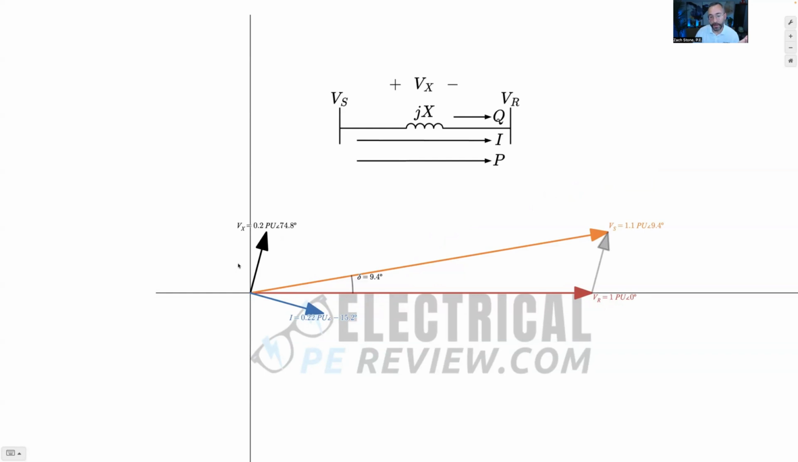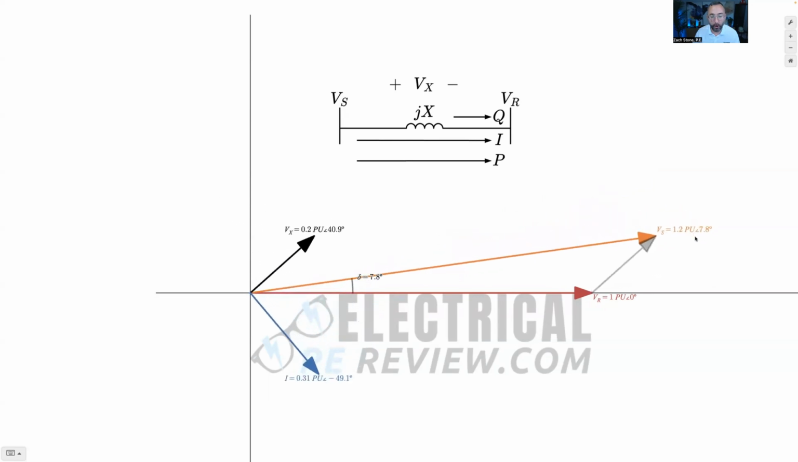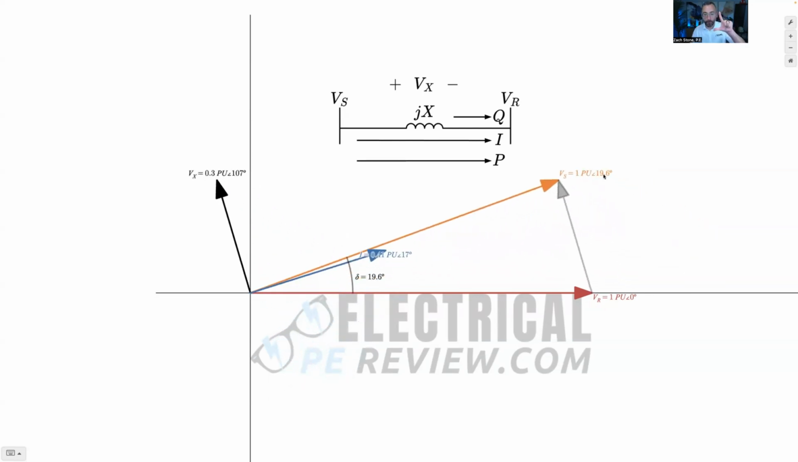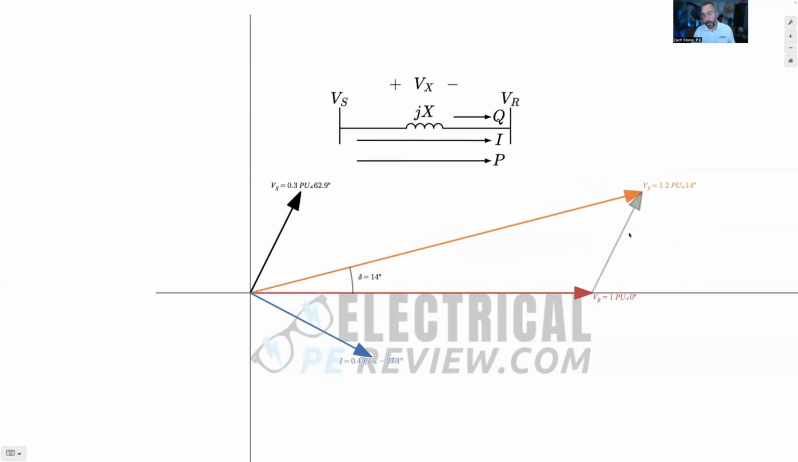Notice as I change VS, what do you notice about the voltage drop VX and the current? The voltage drop is always going to lead the current by 90 degrees. That's a perfect right triangle. And this gray arrow, that's VX, right? That's KVL. VX equals VS minus VR. That's like drawing a phasor from the head of VR to the head of VS.